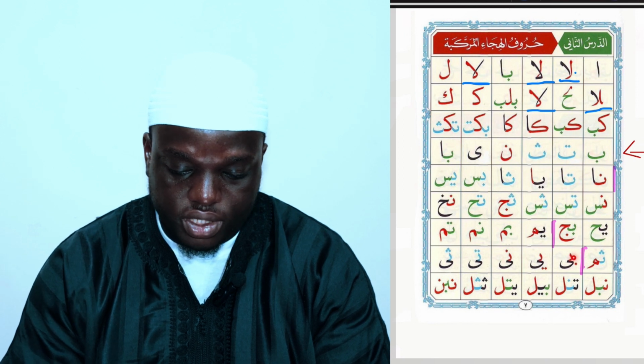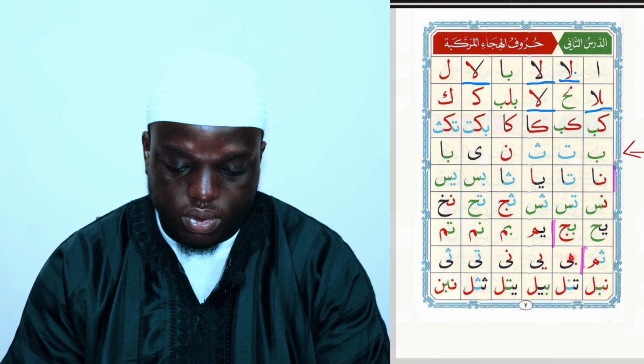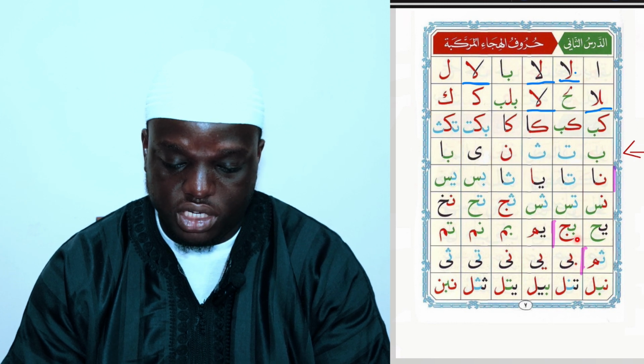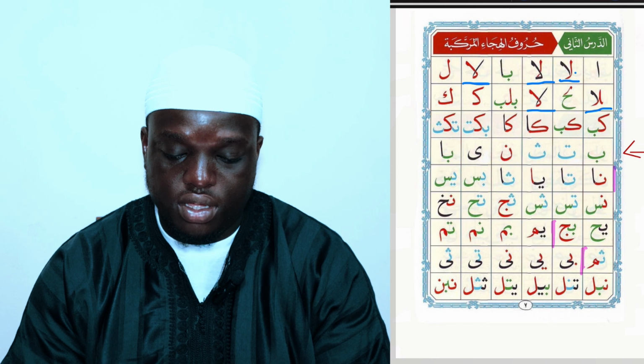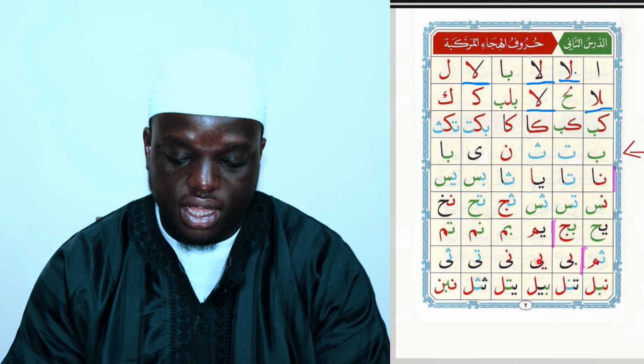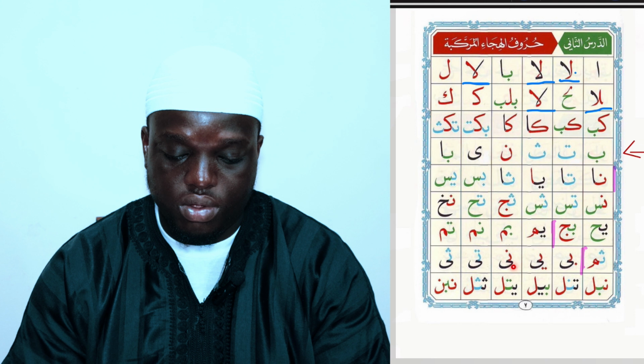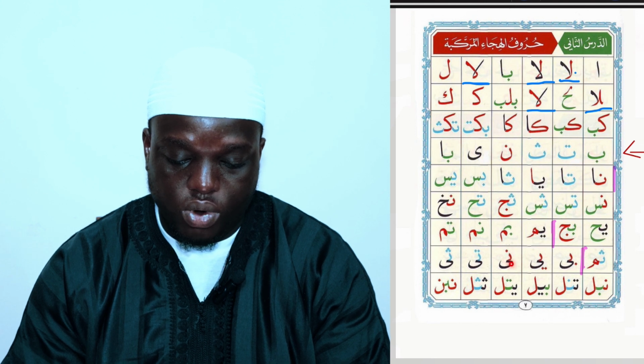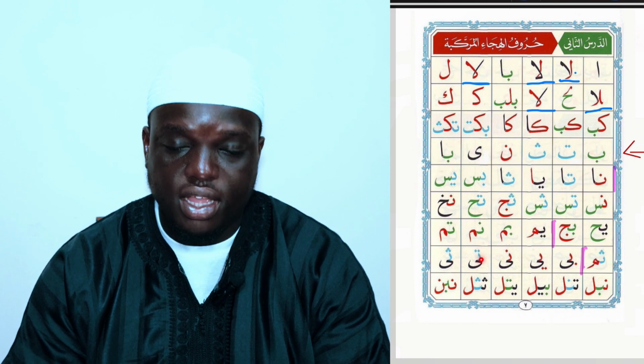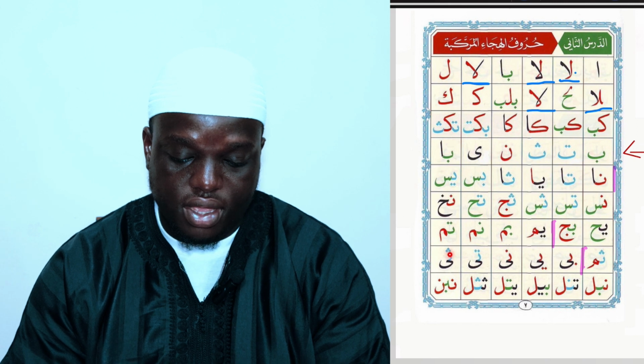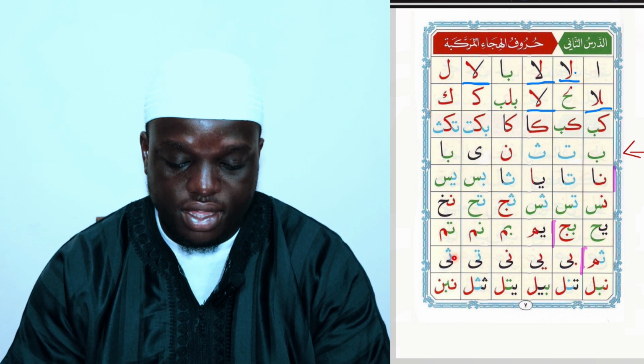So the first letter, we see the shape. It has 1 dot below. It's red. So this is ba, ya. Two dots below, this is ya, ya. One dot above, noon, ya. What is this? Tha, ya. And this is what? Da, ya.